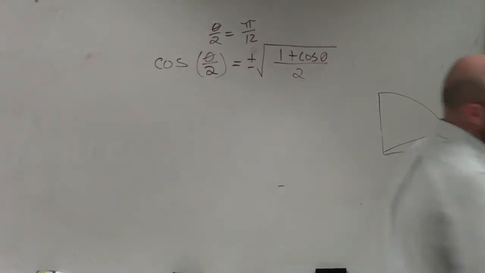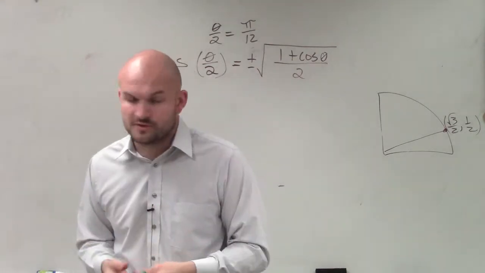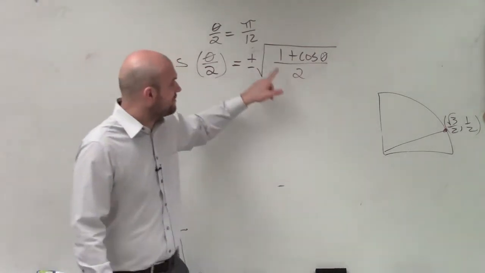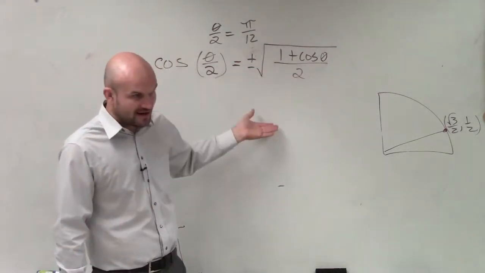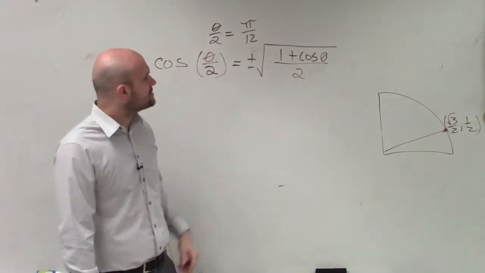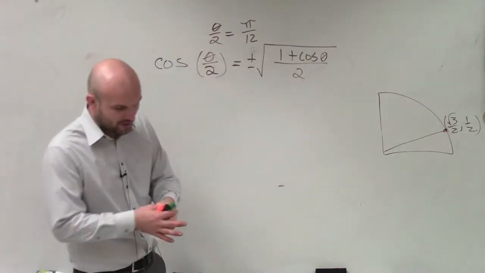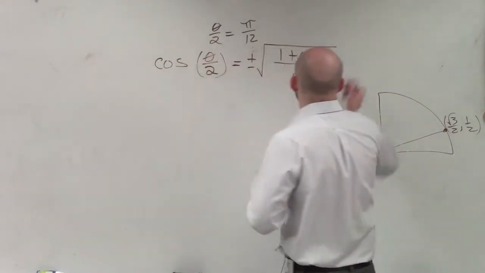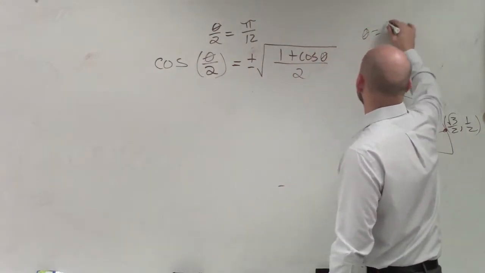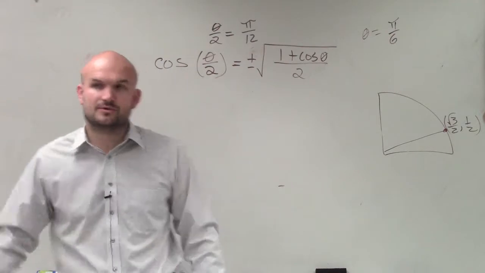So, ladies and gentlemen, I've already worked through some of the initial parts where you might get confused. We took a look at 1 plus cosine of theta divided by 2. Now we notice that theta over 2 equals pi over 4. So by finding our work, we know that theta is going to equal pi over 6. That's what we did last video.